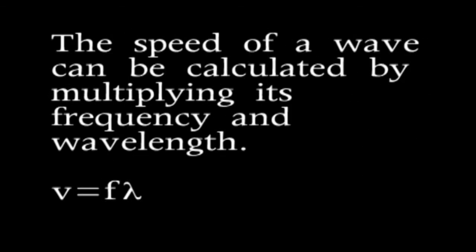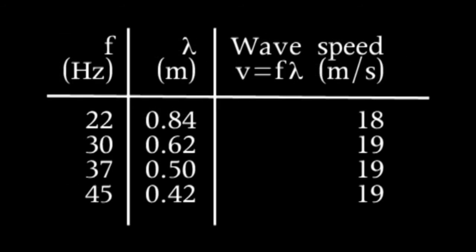The speed of a wave can be calculated by multiplying its frequency, that is the number of cycles per second, and its wavelength, i.e. the distance associated with one cycle. Here we have added a column to the table with a wave speed calculation. Note that the speeds are consistent, all falling between 18 and 19 meters per second.